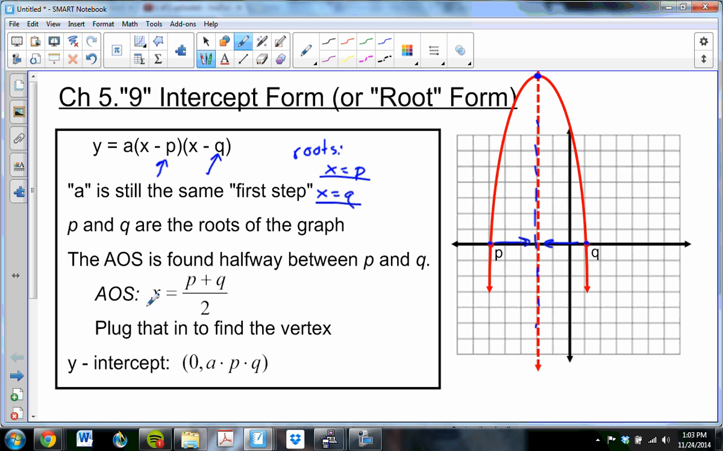So you can calculate the AOS, and there's the form you can use to find halfway between if you want to. Take whatever that number is and plug it into your equation. And I'll show an example of that, but I would take this number and plug it in both here and here, and calculate that to find the vertex. The y-intercept is actually always just going to be this number times this number times this number with the negatives. A times p times q will always be your y-intercept.